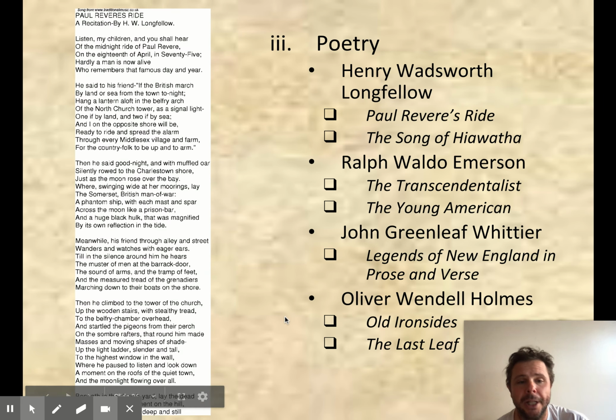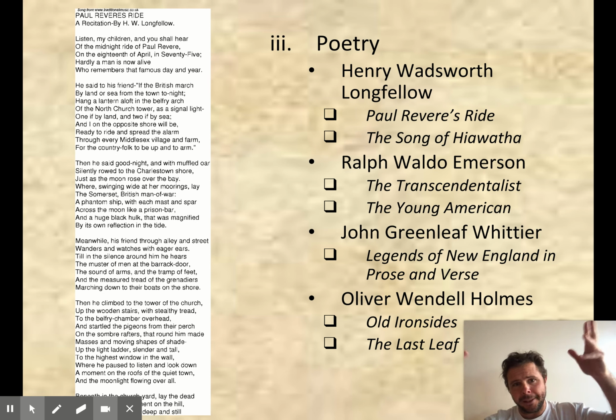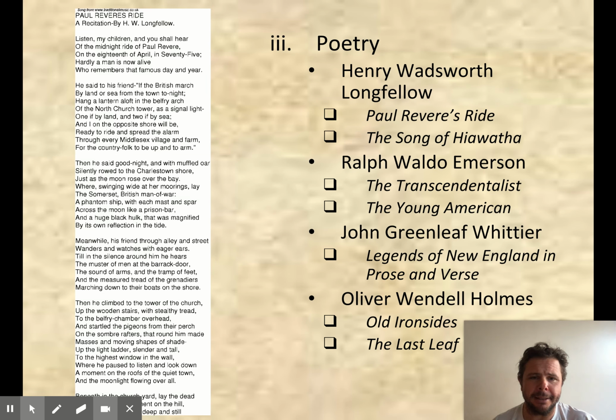What about poetry? Henry Wadsworth Longfellow sounds like a British poet, but he's not. He's an American poet. He writes Paul Revere's Ride. Listen, my children, and you shall hear the midnight. That's really long and completely made up. Paul Revere didn't really make it. He got caught and stuck at a tavern. The other guy did. Look into it. And The Song of Hiawatha, of course, romanticizing the idea of connection of Native Americans and the idea of a new world, a new spirit in the United States.